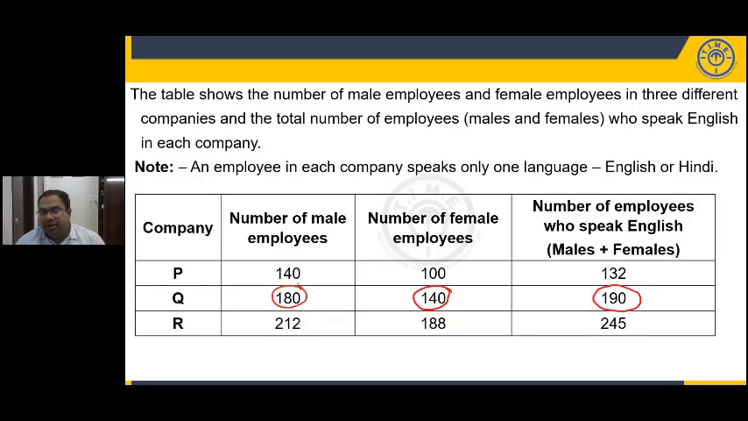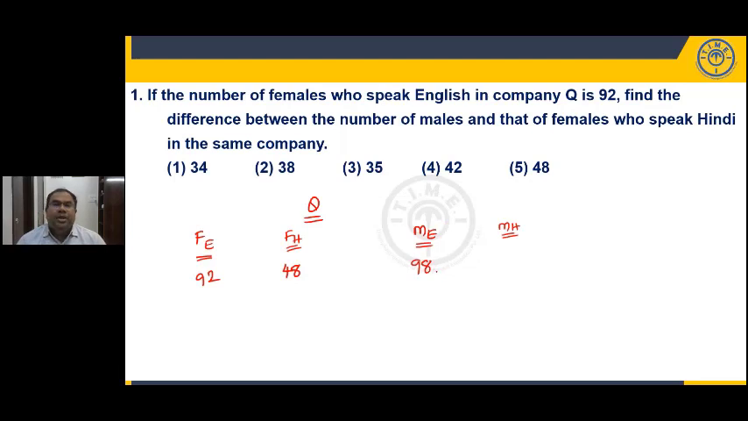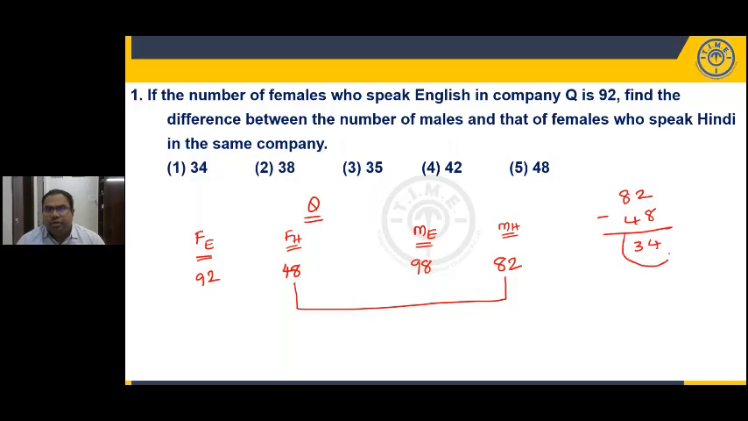If you take English males, 180 is the total number of males. Out of this 180, how many are speaking English? 98. 180 minus 98 is 82 who speak Hindi. Now what's the question? Find the difference between the number of males and females who speak Hindi in the same company. Males Hindi, females Hindi, difference: 82 minus 48. What's the difference? 34. 34 is the first option.